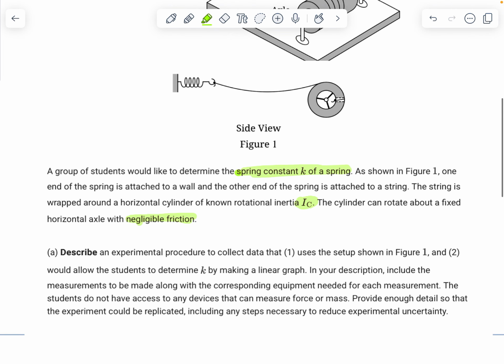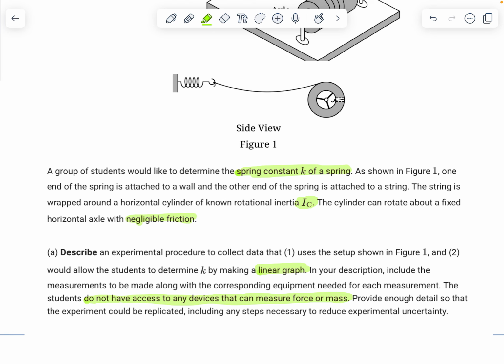Describe an experimental procedure to collect data that uses the setup shown in figure 1 and also would allow the students to determine K by making a linear graph. In your description, include measurements to be made along with the corresponding equipment needed for each measurement. The students do not have access to any devices that can measure force or mass. Provide enough detail so the experiment could be replicated, including any steps necessary to reduce experimental uncertainty.